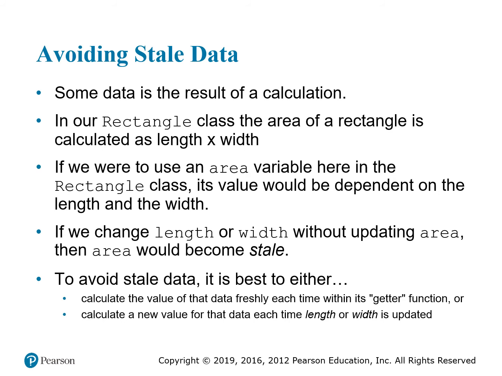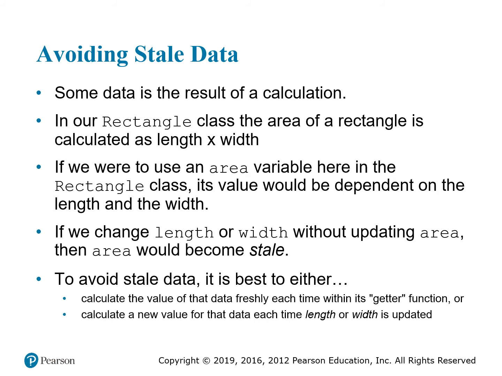So to avoid stale data, there are two approaches that programmers take. One is to calculate the value of that data freshly each time it's accessed using its getter function. So getArea doesn't look up area, it just takes length and width and multiplies them. Or we could have an area variable with an area attribute within the class, but calculate its value every time length or width is updated. So in our setLength, instead of just saying length = L, we'd also then say area = length * width. We'd calculate that freshly each time length or width is updated.